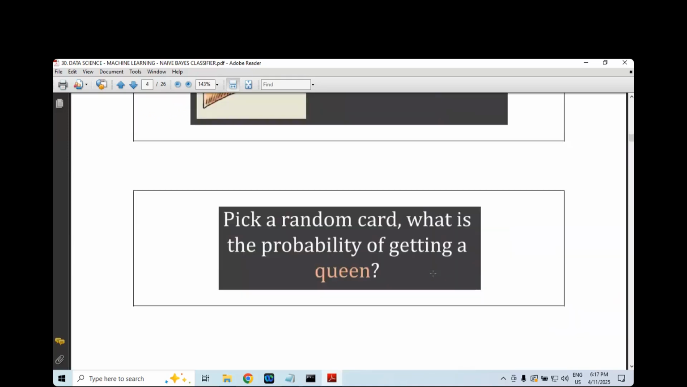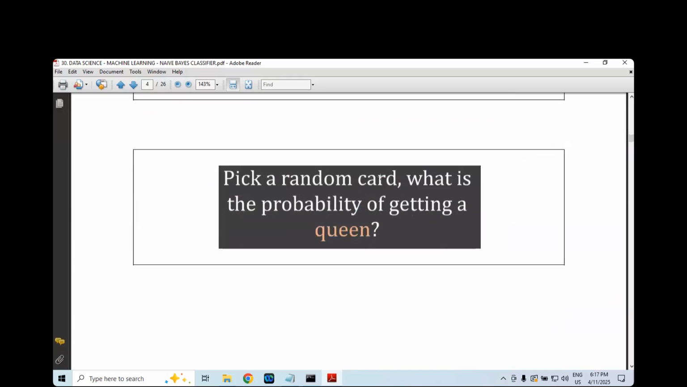Go to the next problem. Pick a random card. Do you know how to play cards actually? Like we used to play, right? Pick a random card. How many cards, sir? 52. Very good. What is the probability of getting a queen actually? Out of all cards, you are picking one card. What is the probability of getting what exactly? Queen. Now we'll do it actually. Very nice, man. I'm impressed actually.